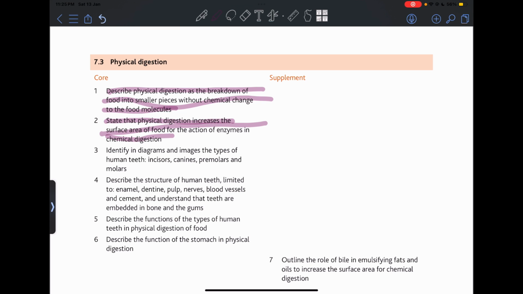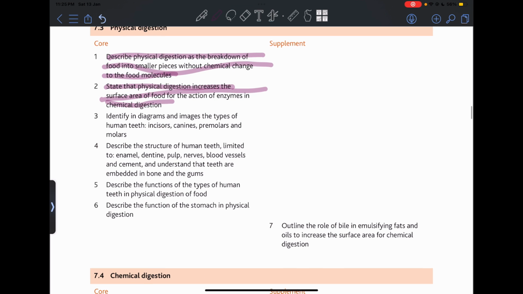And 3 says identify in diagrams and images the types of human teeth: incisors, canines, premolars, and molars. So you have to look at an image and identify where the incisor, canine, premolar, and molars are. You can find the diagrams in the book. The book is actually a really great resource to study from because you can look at images. If you don't have a book, then you can simply look at images online, or you can ask your school teacher for help.